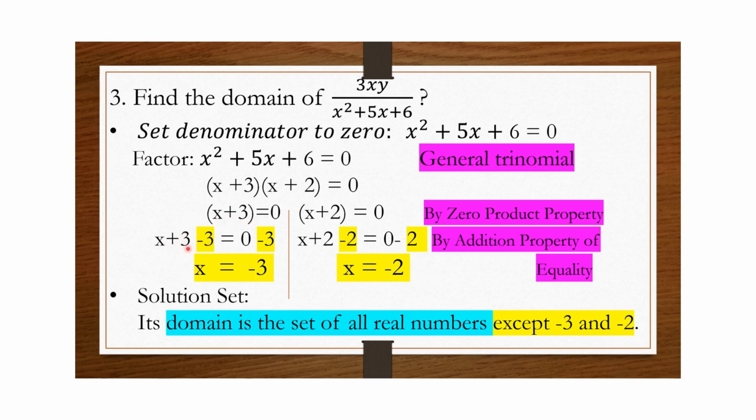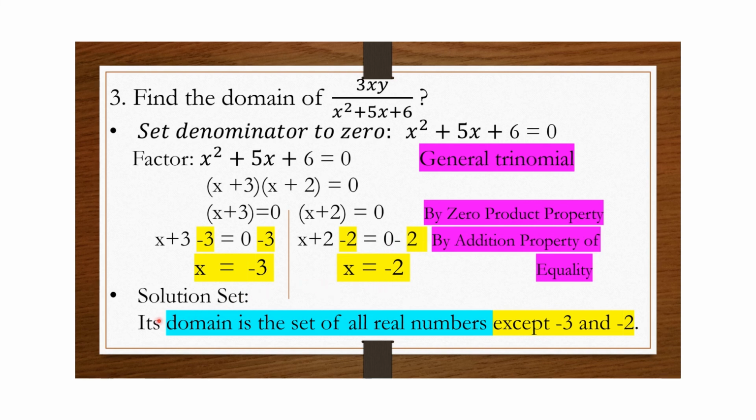By addition property of equality again, we add negative 3, so 3 minus 3, and we have to minus 3 here on the other side of the equation. So this will become 0 now. x equals negative 3. Okay? On the other equation, x plus 2 equals 0. We will have to add negative 2 to both sides of the equation. So x plus 2 minus 2, this will become 0. The answer there is x. And then here, it's equal to 0 minus 2. So our answer here is negative 2.